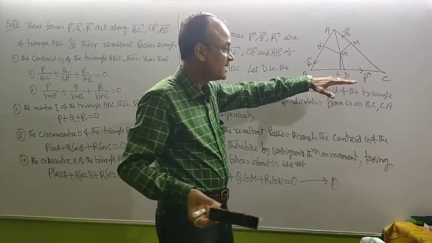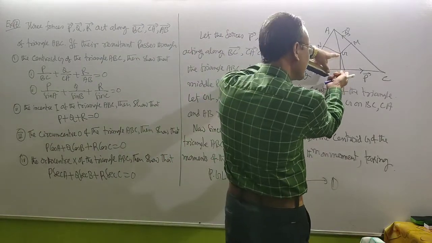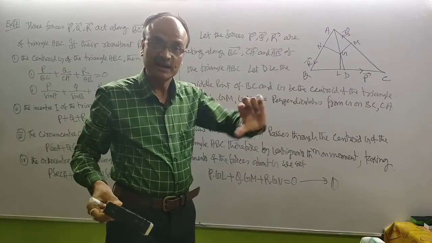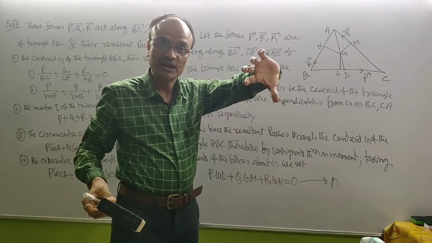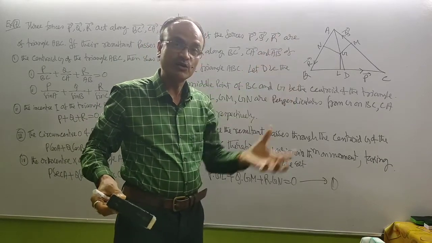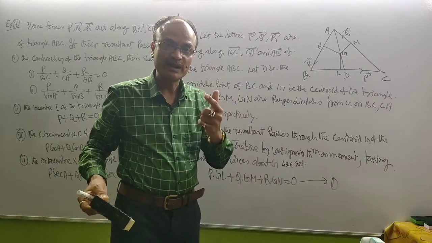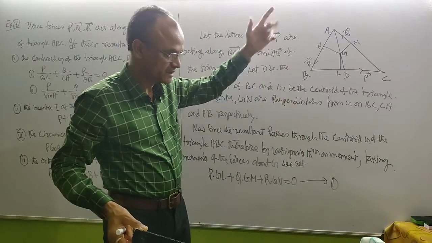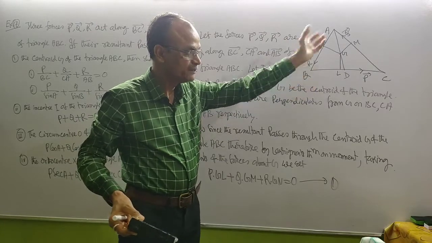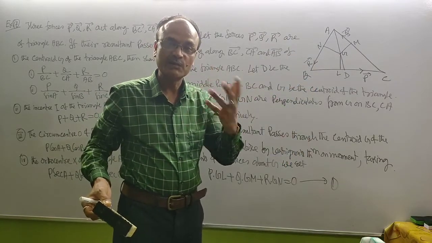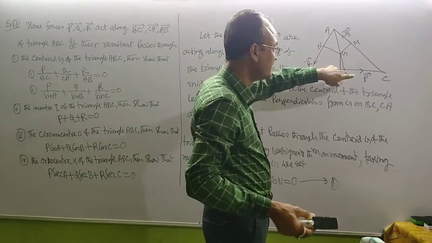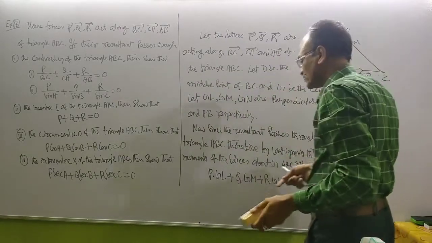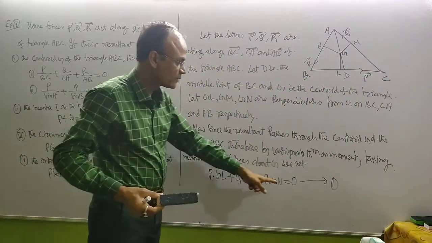Now, the forces about G. You see, about G, it has a tendency to rotate this in anti-clockwise direction. If it has a tendency to rotate the body in anti-clockwise direction, then you should take the moment as positive. And if it has a tendency to rotate the body in clockwise direction, then you should take the moment as negative. Now, about the point G, P, Q, R all will rotate this in anti-clockwise direction. Therefore, all the signs have been taken as positive.